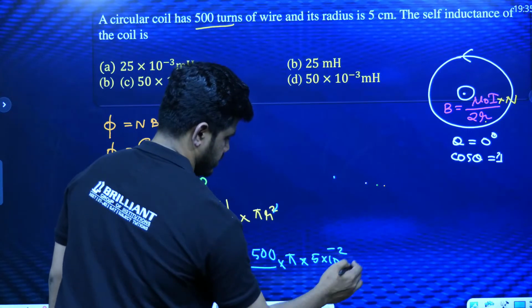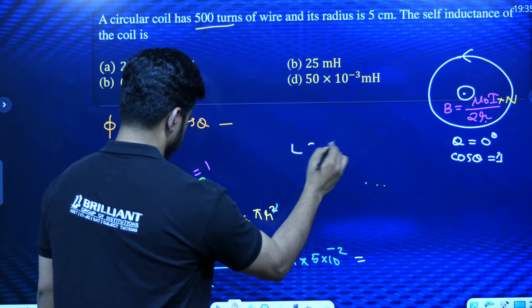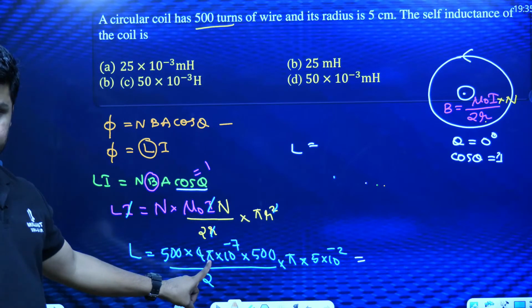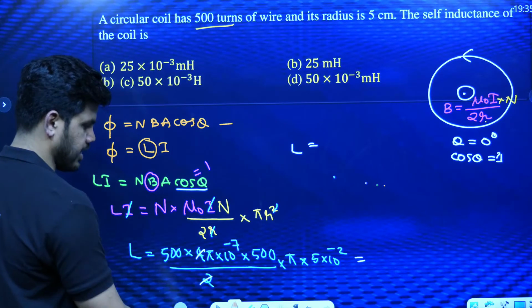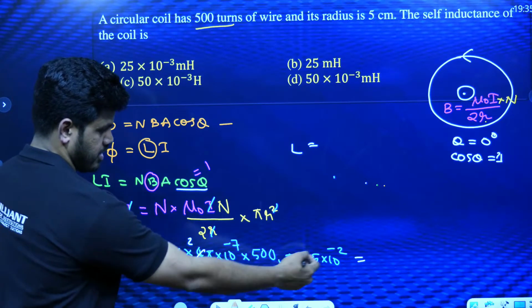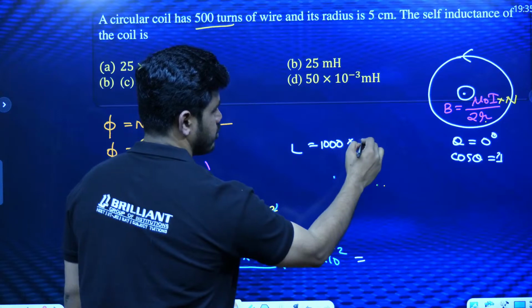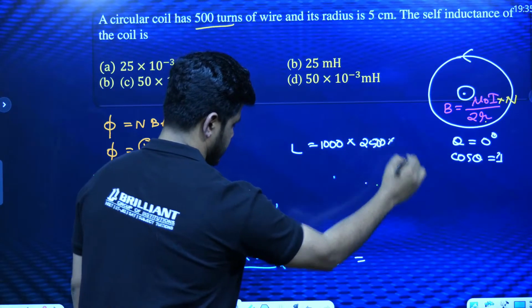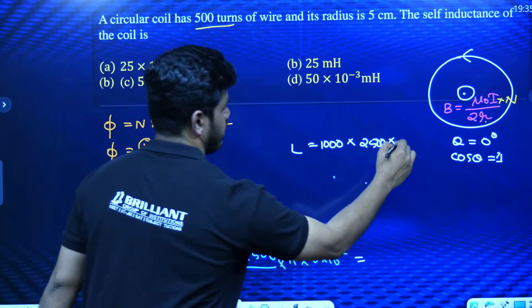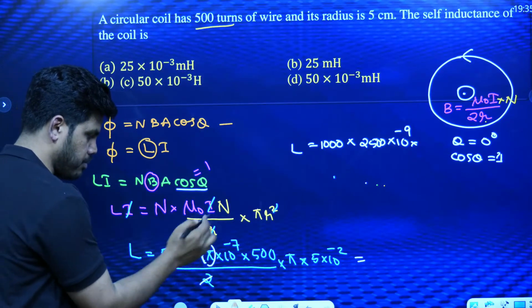So when you simplify this, there will be a pi square in this term. I'll just proceed here. 4 pi, right? So these 2 and this can be cancelled. So 200, and this is going to be 1000. 1000 into this 500 into 5 is going to be 2500. I'm just simplifying it further. 10 raised to minus 9, and we have a pi square here.